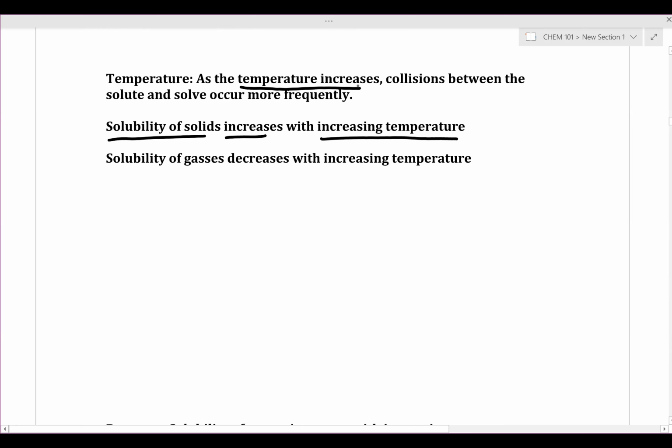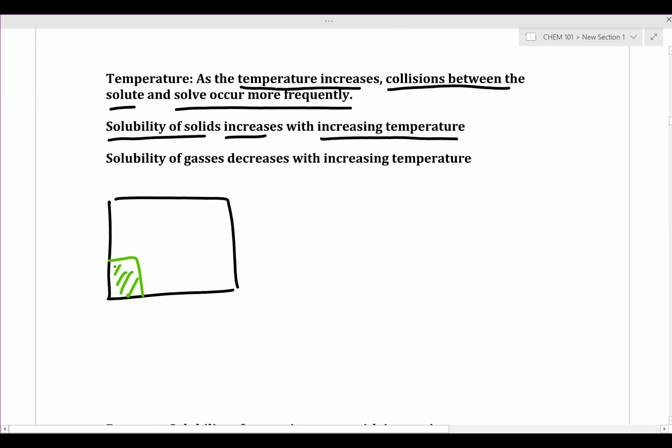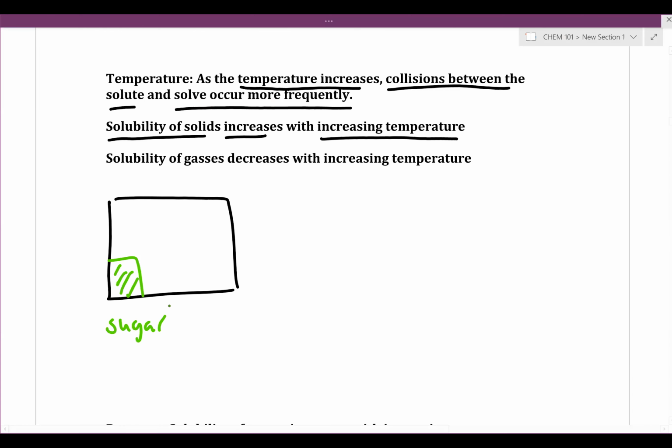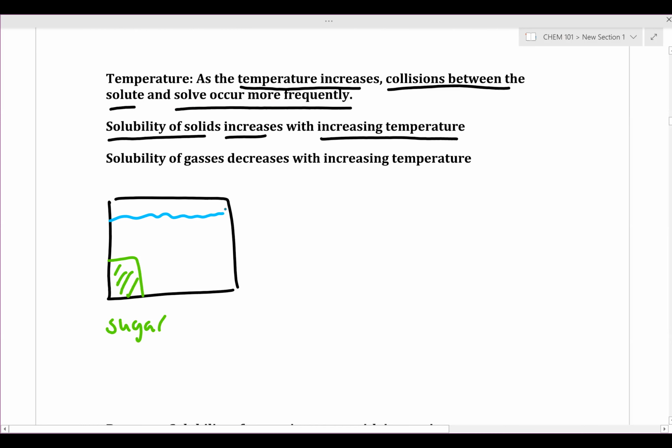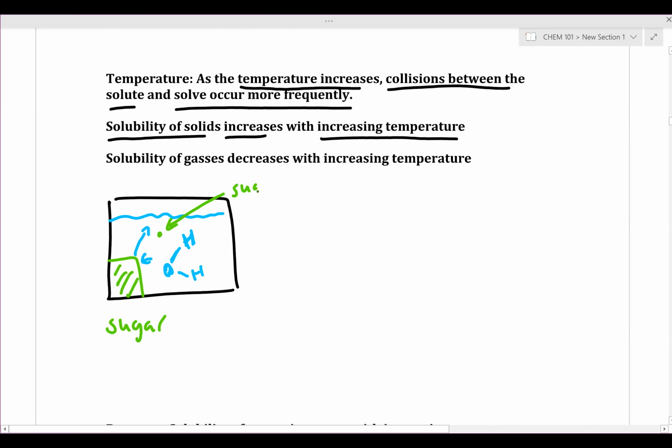As the temperature increases, what's happening at a molecular level is that collisions between the solute and solvent occur more frequently. Let's draw a picture of that. Suppose we have some solute, some sugar, dissolved in water. Your water molecules are not just sitting around stationary, like packing material. These molecules are constantly bouncing around, hitting your sugar solid and bouncing off. During these collisions, sometimes you can end up with a sugar molecule dissolving.